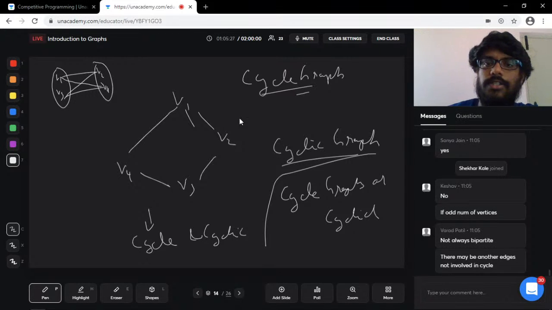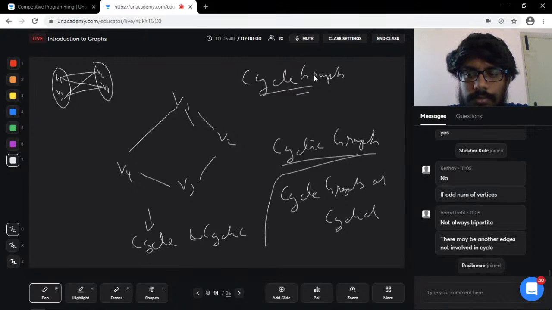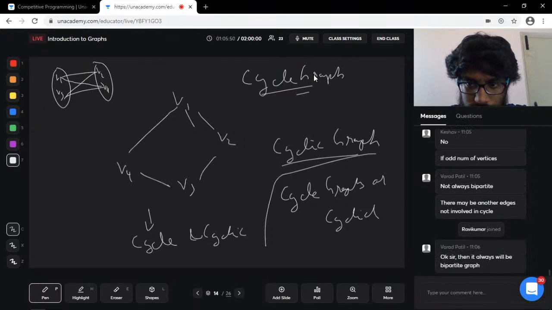No, Bharat, that's why I said it's a cycle graph, not a cyclic graph. In a cycle graph, there is no other edge. The only edges are those in the cycle. So all the edges are involved in the cycle. There is no other edge in the graph. That is what we call a cycle graph. Okay, so Bharat thinks a cycle graph will always be a bipartite graph.